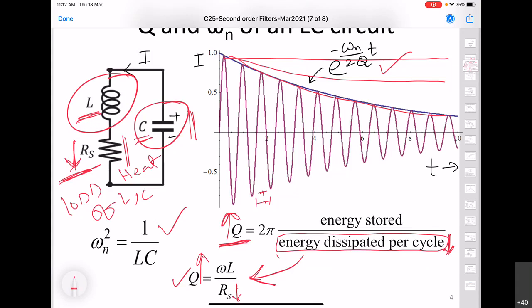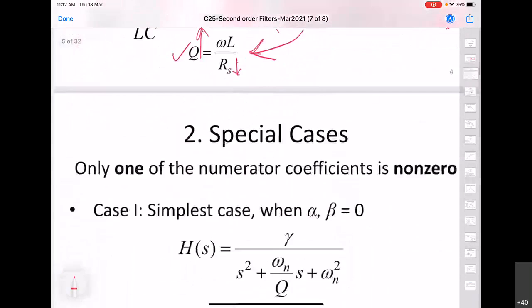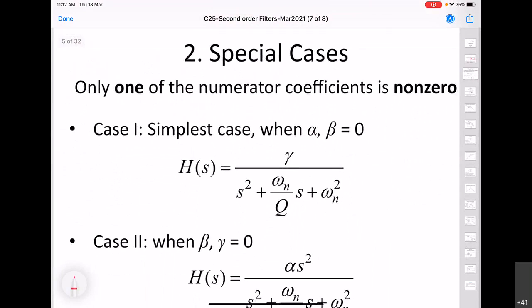So this parameter has a strong influence on the behavior of the second order transfer function that we just saw. Now we are going to consider various special cases. We saw that the numerator has three parameters, alpha, beta, and gamma. So there are various possible configurations, that means various possible special cases of this second order transfer function. But we are going to consider only some of them, the simpler ones, which lead to well-known filtering responses.